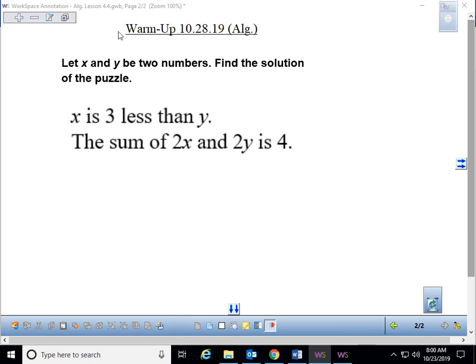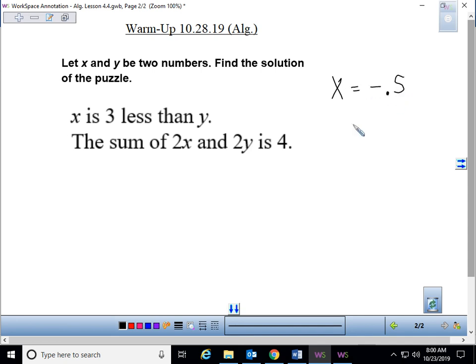Okay, so you hopefully were able to either just logically think through this, maybe you used guess and check, maybe you wrote a system of equations and then solved your system of equations. But no matter what you do, you should end up finding out that X equals negative 0.5 or negative 1/2, and Y equals 2.5, or if you'd like it as a fraction, 5/2.